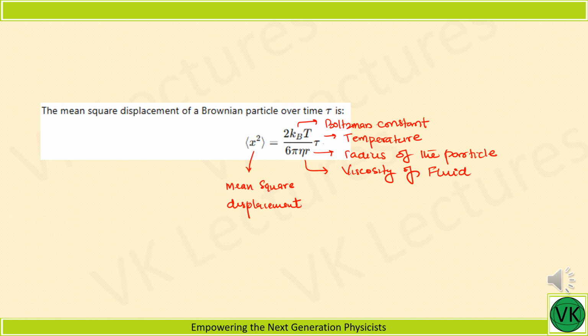and tau is the time interval, as given in the question, the time interval between collisions.